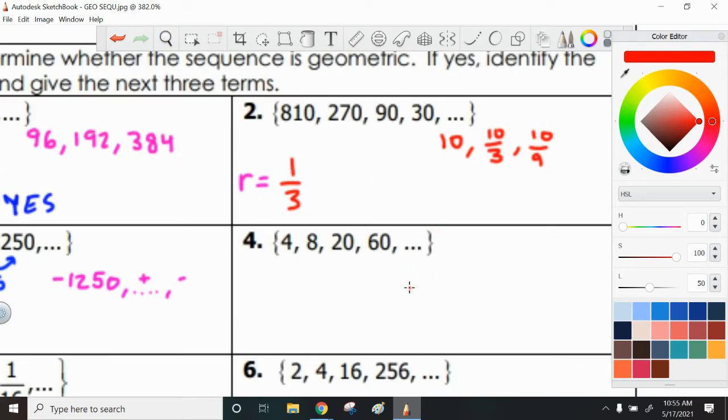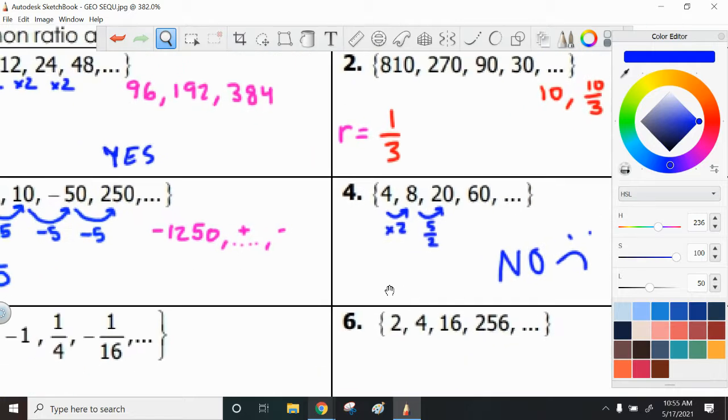Number 4. What do we think about number 4? This looks like a times 2. This looks like a 2.5. This looks like we're multiplying by 5 halves, maybe. Yeah, that's not the same. No, it's not geometric. We have to multiply by the same number every single time.